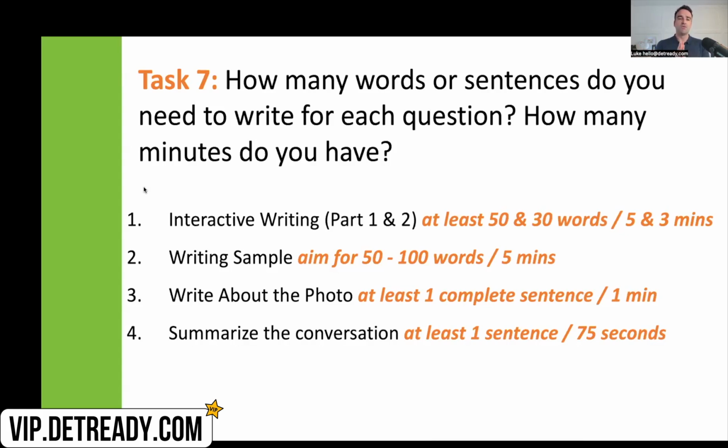But you need to write one complete sentence. That is the requirement. But if you want to get a better score, 2 or 3 is beneficial.